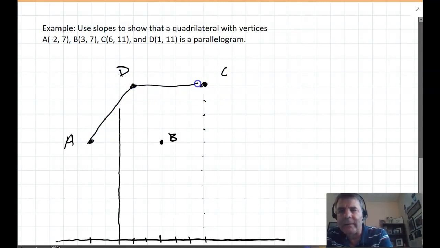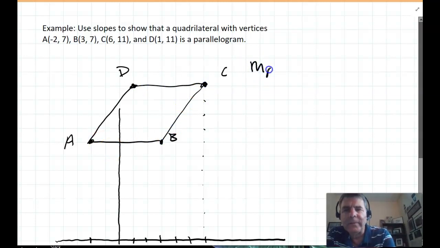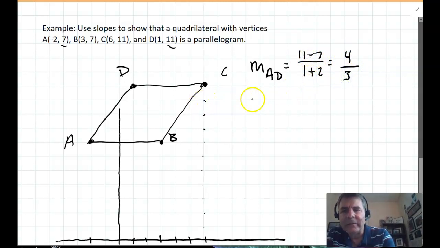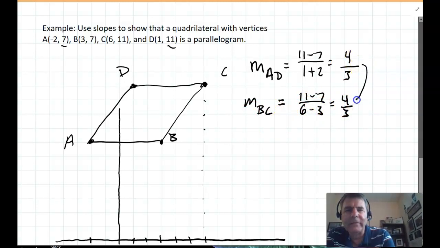Well, it looks like a parallelogram, doesn't it? How can we be sure? Well, let's check the slopes. So I'm going to get the slope of segment AD. That's going to be 11 minus 7, change in y, over change in x, 1 minus -2. 11 minus 7 is 4. 1 plus 2 is 3. Now let's compare that to the slope of BC. Change in y, 11 minus 7. Change in x, 6 minus 3. It's 4/3 again. Those are parallel because they have the same slope.